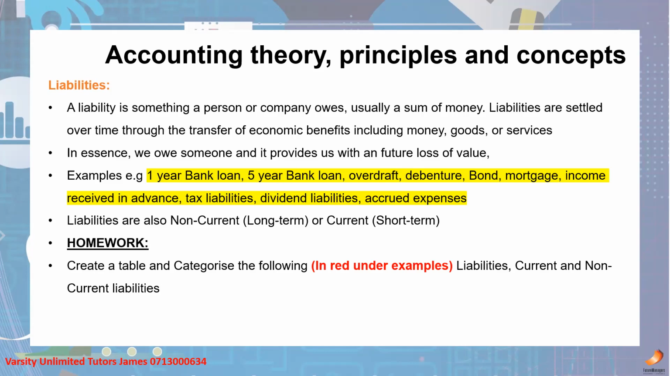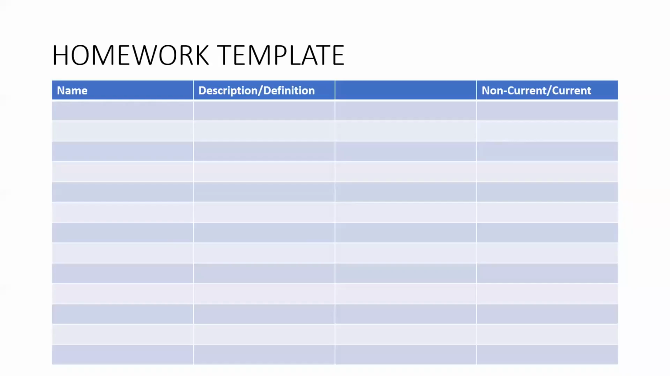So again, I've given you guys a little homework, where you can go through. If you see I've highlighted in yellow different types of liabilities, I want you guys to highlight the liability, describe the liability, and show whether it is a non-current or a current liability. So that's a little homework that I've given you guys again.